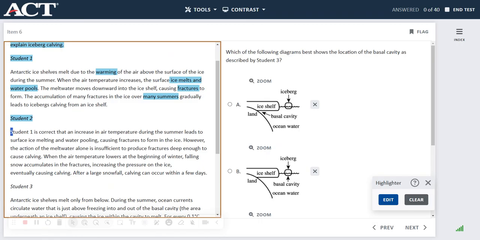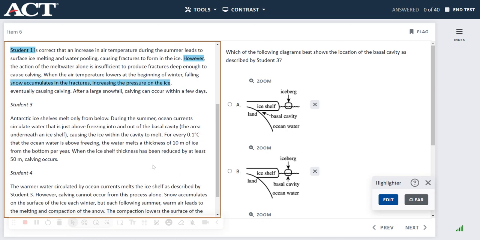Student 2 says student 1 is correct. Okay, however, there's the key word: however, the action of meltwater alone is insufficient. Falling snow accumulation increases the pressure on the ice. So you have to have more weight, in other words, for student 2.